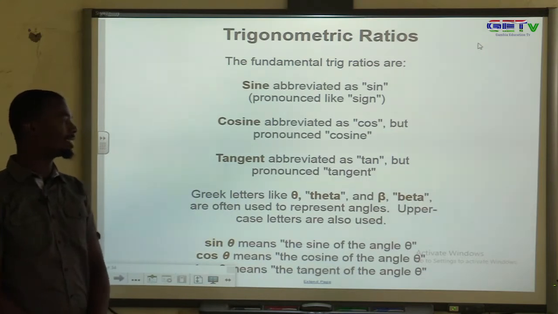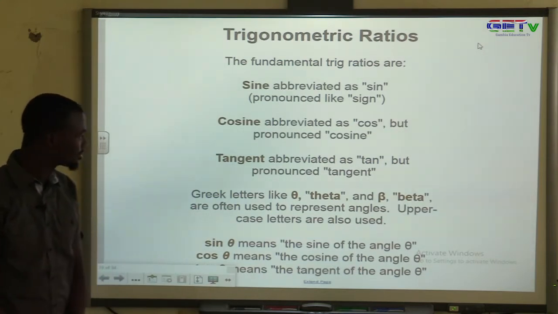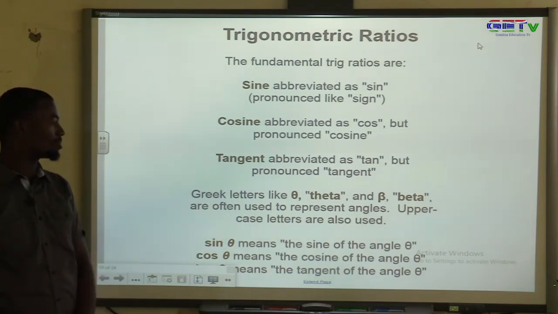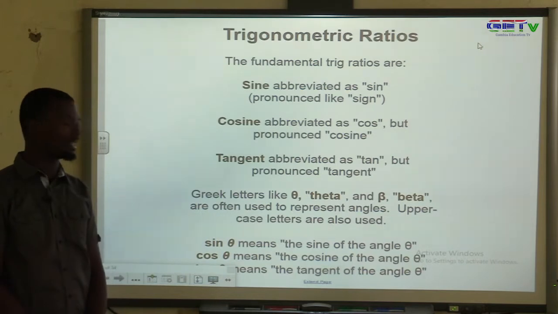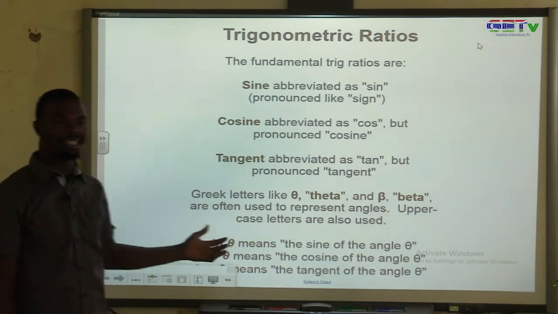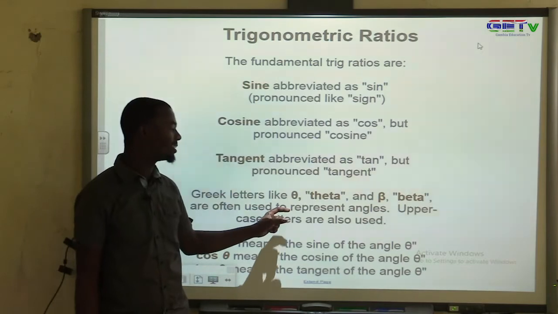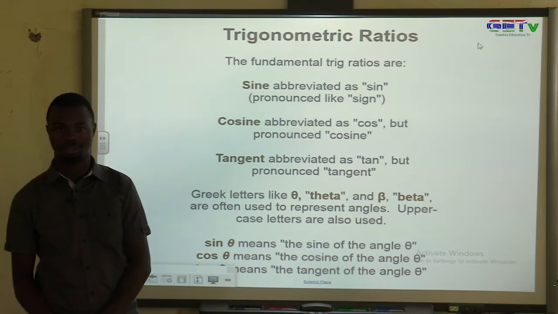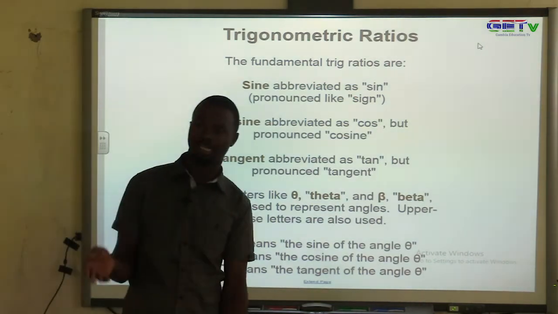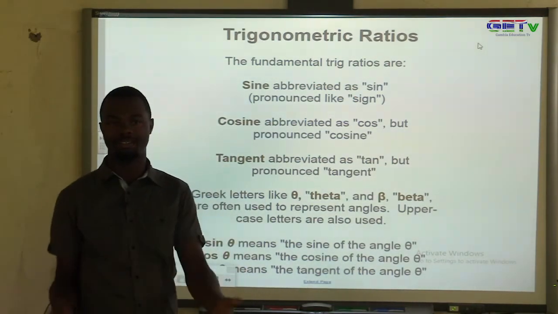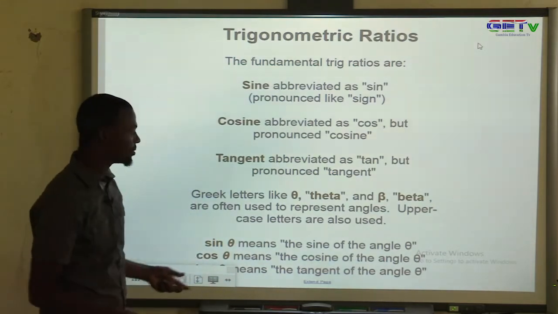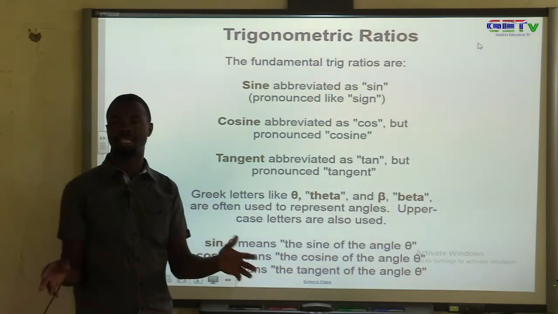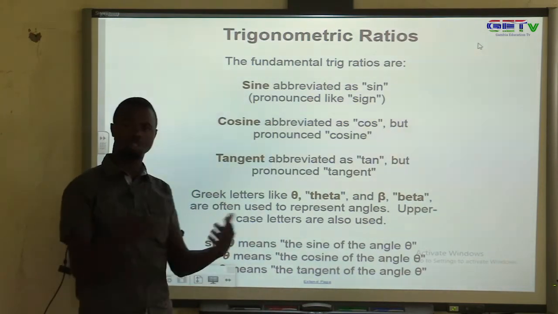Tangent is the third one, abbreviated as tan, but can also be pronounced as tangent. Greek letters like theta and beta are often used to represent angles. Of course, we can use other letters. We can use the English alphabets. We can use the Greek alphabets. So all these letters can be used to represent angles, and of course, other symbols.